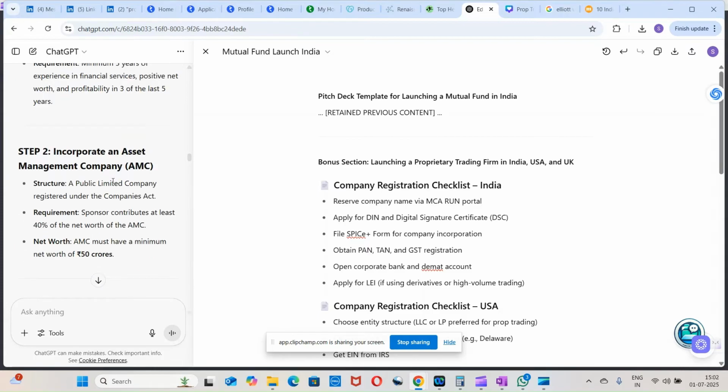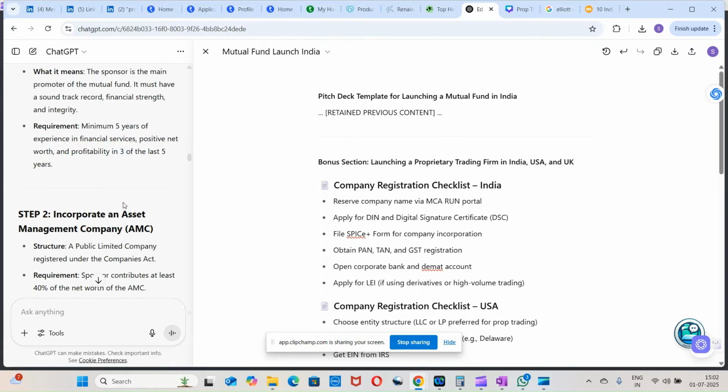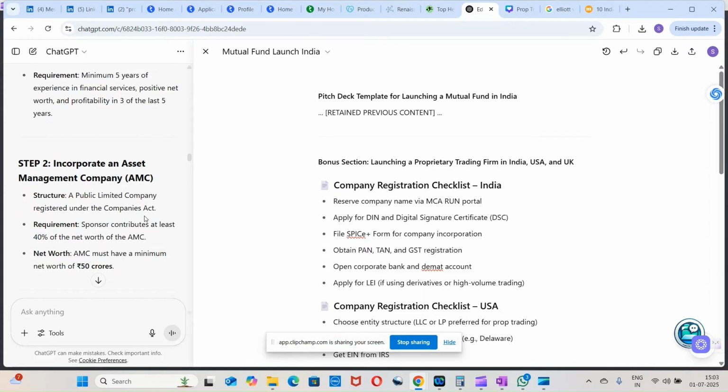So first you need to form a sponsor entity, who promotes this mutual fund and has 5 years of experience with 3 years of profitability and positive net worth. Step two is to incorporate an AMC, an asset management company. It is a public limited company registered under the Companies Act. The sponsor must contribute at least 40% of the net worth of the asset management company, and the minimum net worth of the AMC should be 50 crores.